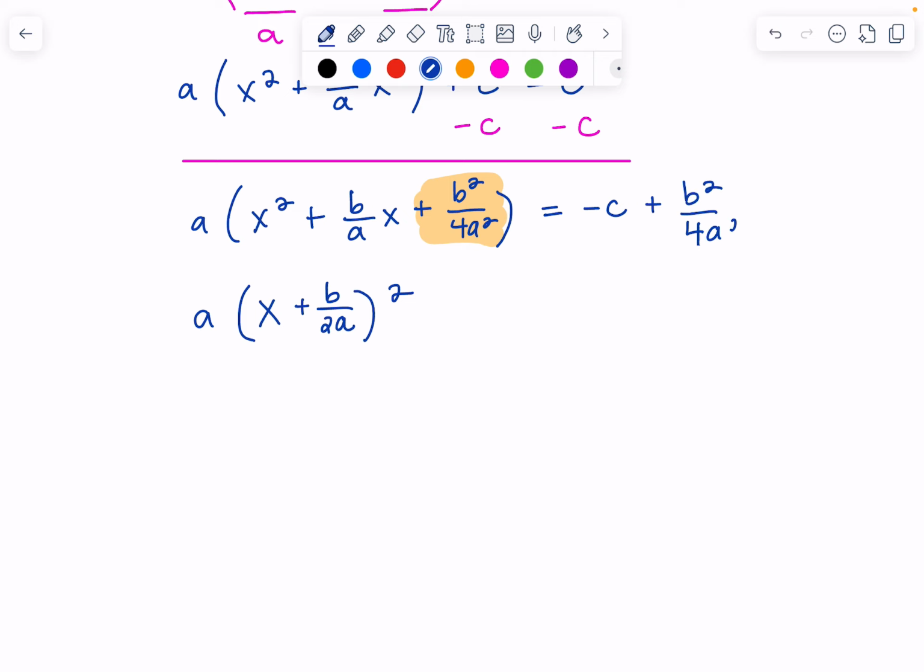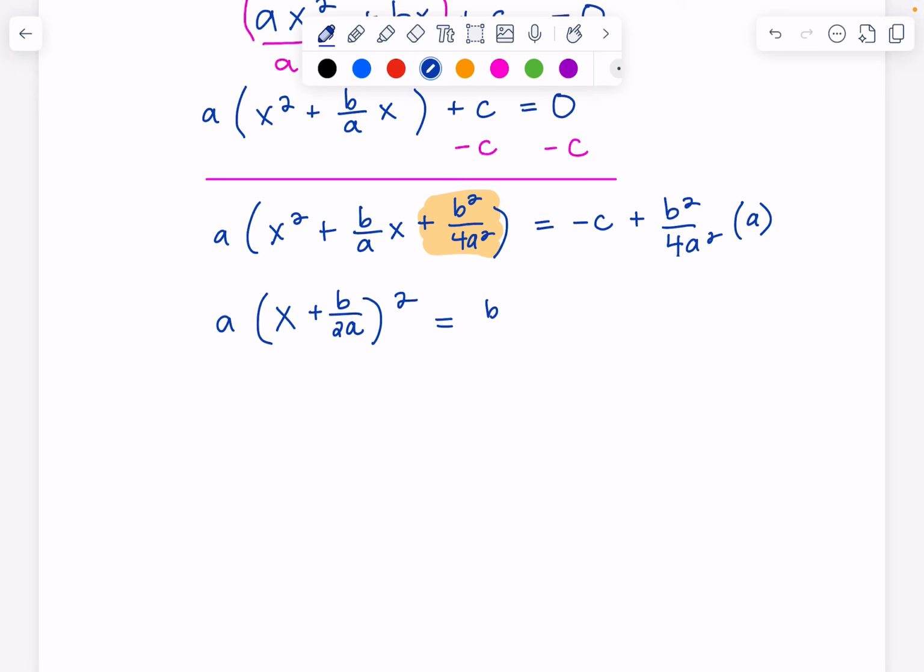But if you notice here, I didn't just add b squared over 4a squared. I added that times this a that we had factored out a few steps ago. So when I add b squared over 4a squared, I need to multiply that by a. All right, I'm going to simplify that right side. And when I do that, one of these a's cancels out. And then I'm also going to take this term and put it in front of that minus c to make my life easier down the road. So this would be b squared over 4a minus c.